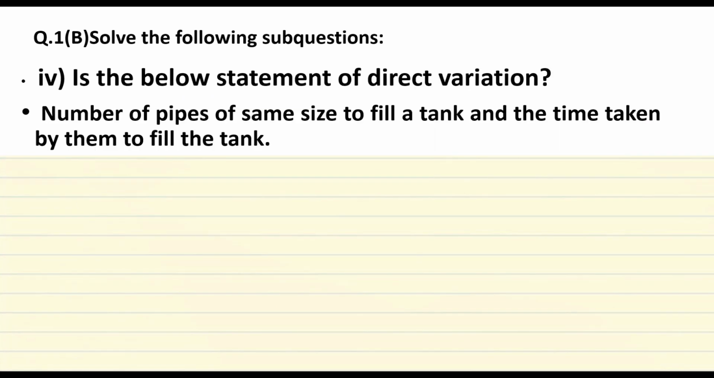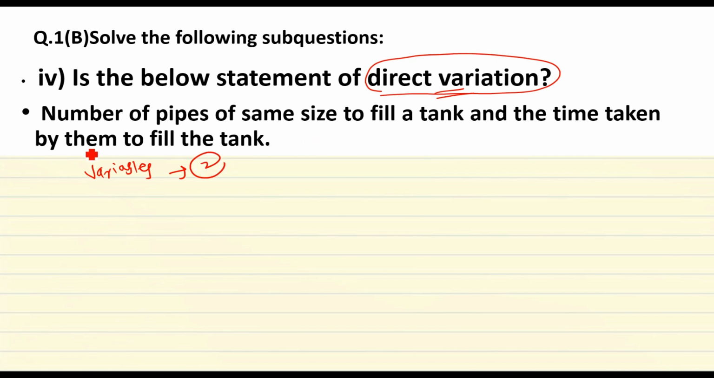Okay, now we're coming to question number 4. Question number 4 says: is the below statement a direct variation? So the statement is given to you, as I told you in the previous question also in the MCQ. Whenever the question comes about variation, we have to find out the variables. And how many variables do you have to find out? 2. So which are those?